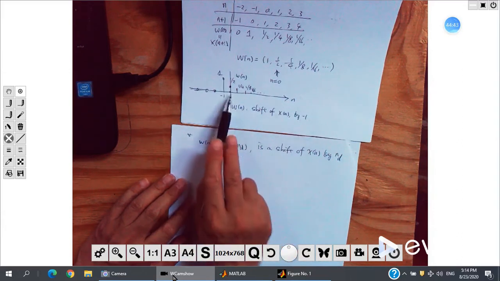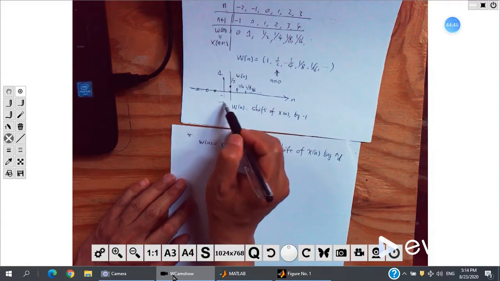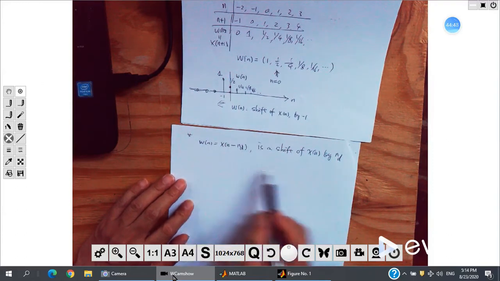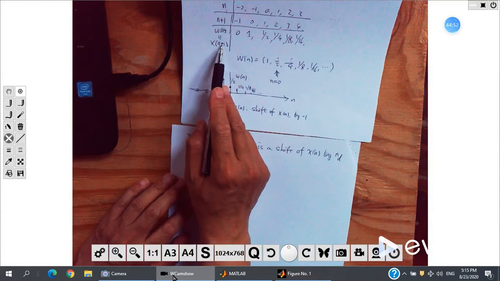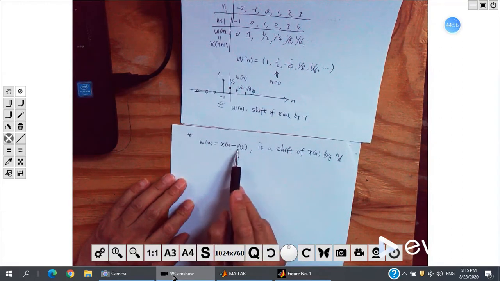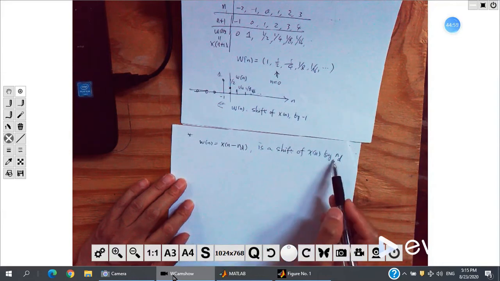Right? Shifted to the negative side, shifted to this side. If you want to shift to the positive side, then the plus should change to minus. So here I say minus some nd, which is shifted by nd.